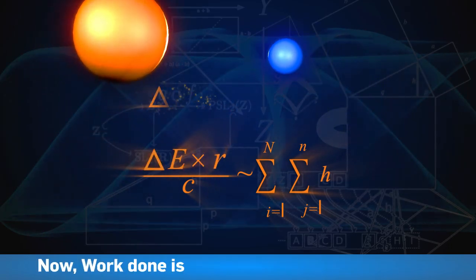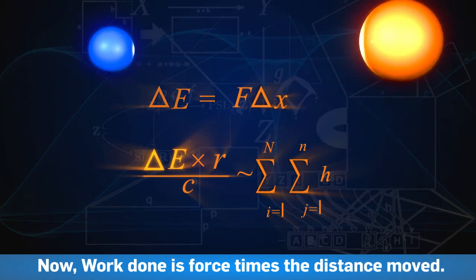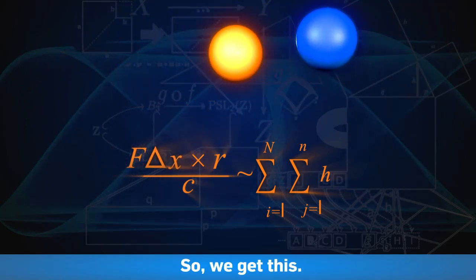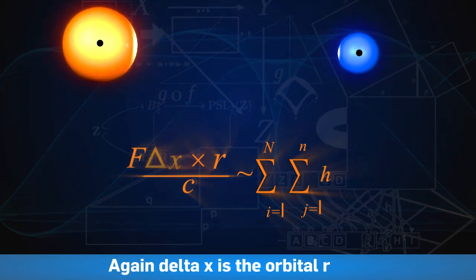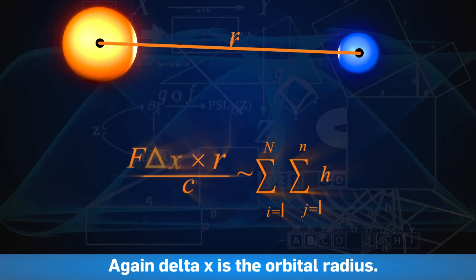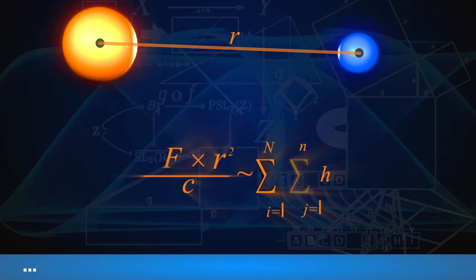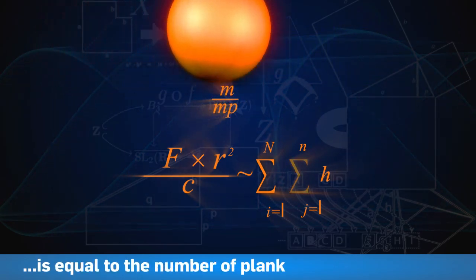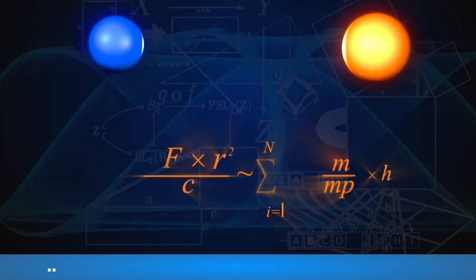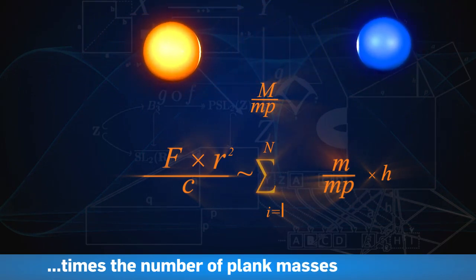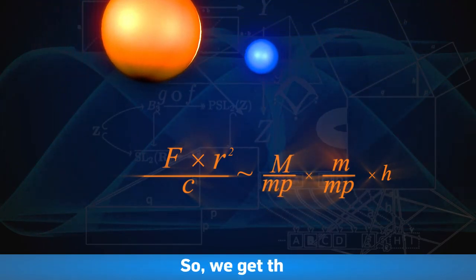Now work done is force times the distance moved. So we get this. Again, delta x is the orbital radius. The double summation on the right side is equal to the number of Planck masses in mass small m times the number of Planck masses in mass capital M. So we get this.